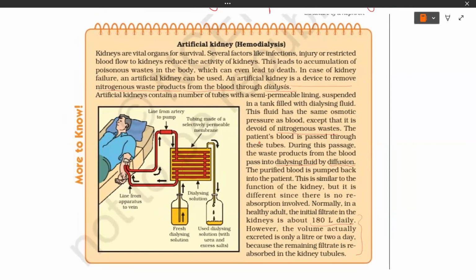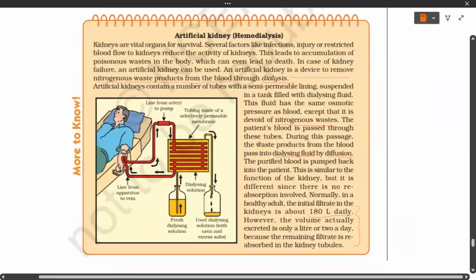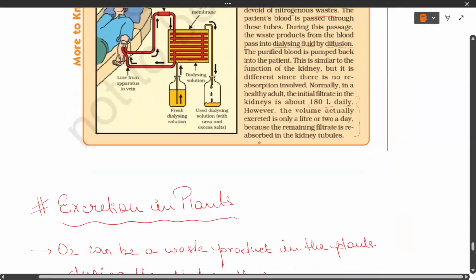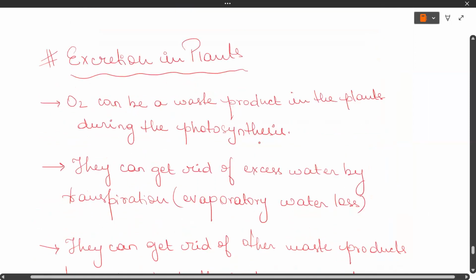Yes. Do you have any doubts in this particular topic? No. No. Okay. Now let us see the last topic, which is excretion in plants.